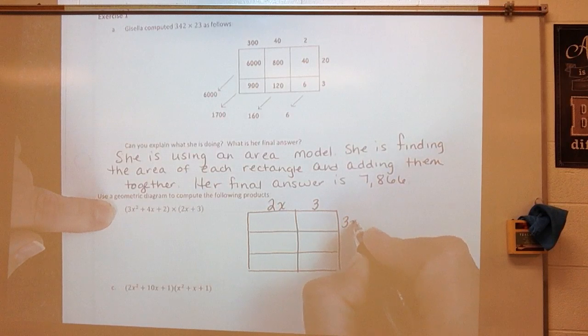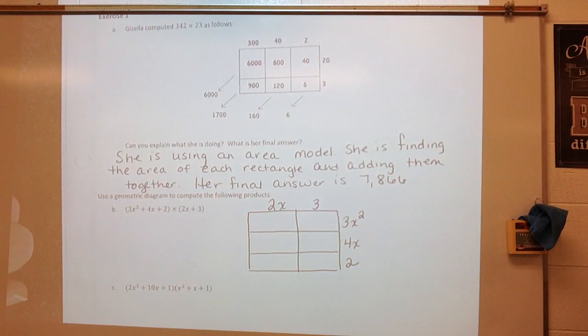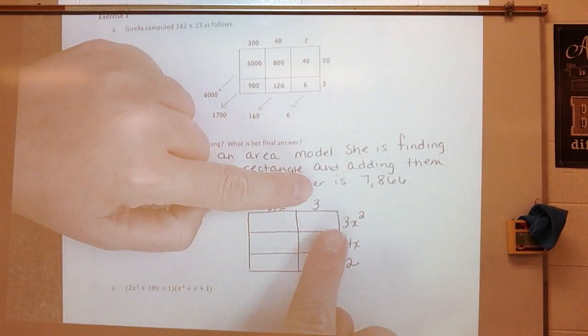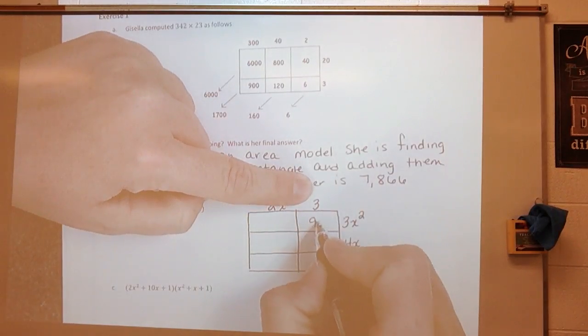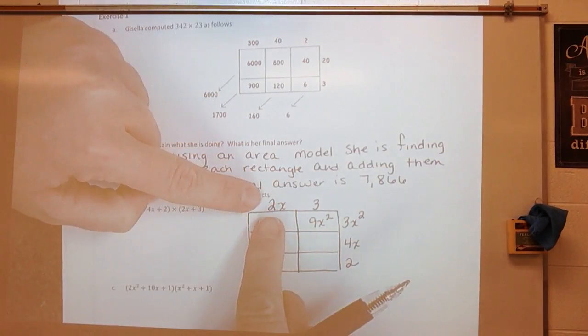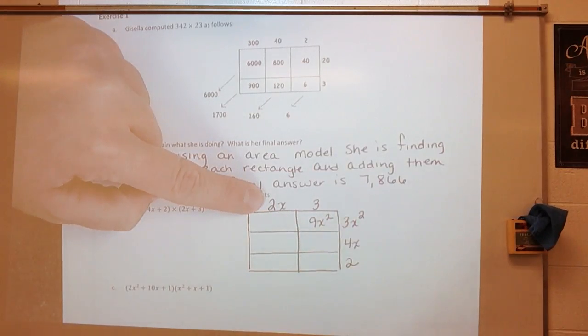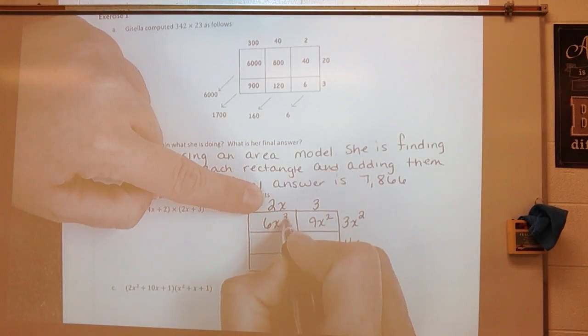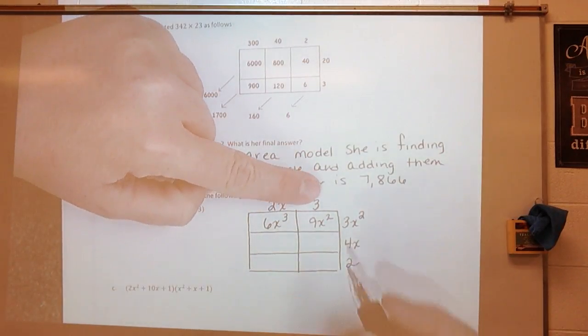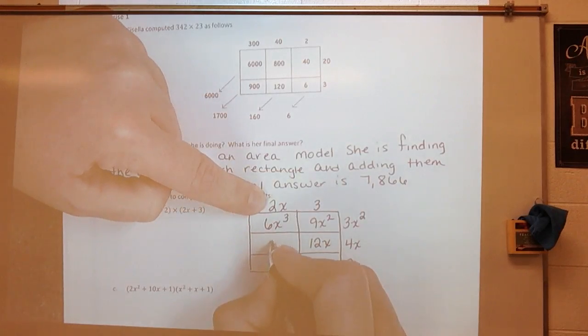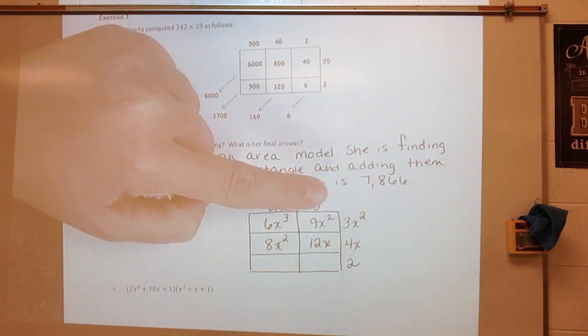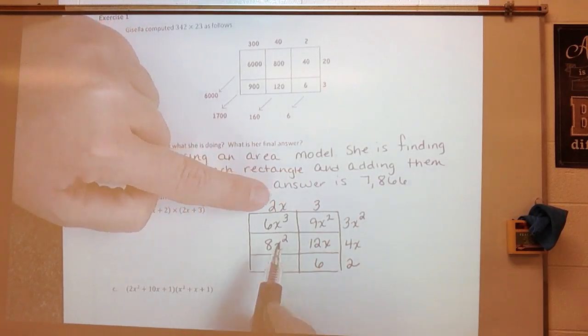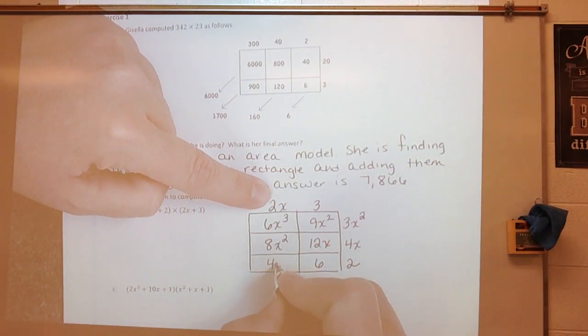I'll do 3x squared, 4x, and 2. Alright, and now we multiply. 3 times 3x squared is 9x squared. 2x times 3x squared is 6x cubed. 3 times 4x is 12x. 2x times 4x is 8x squared. 3 times 2 is 6. And 2x times 2 is 4x.